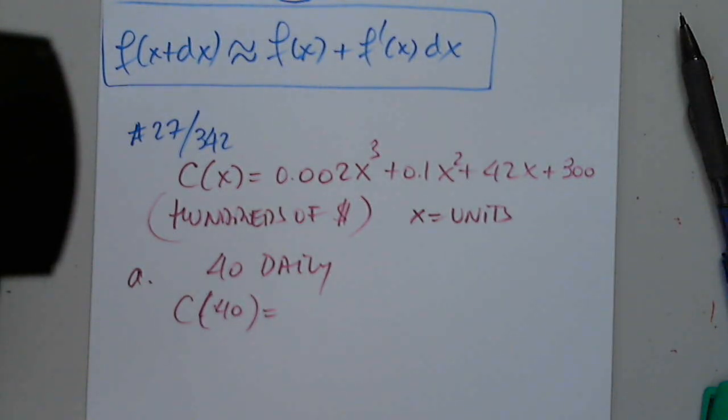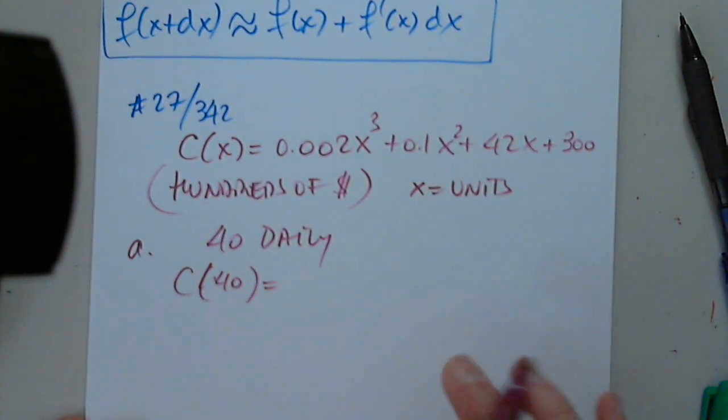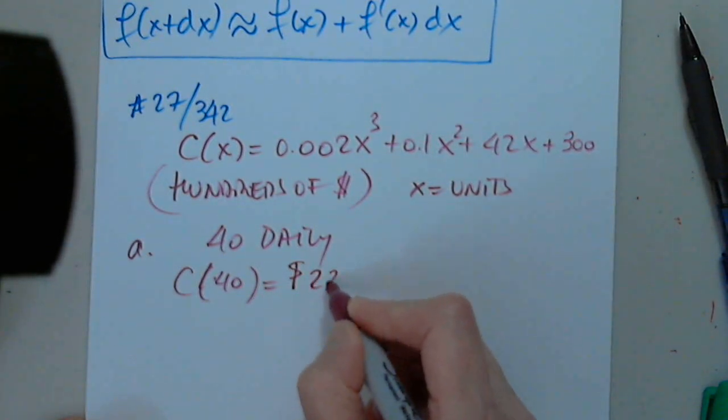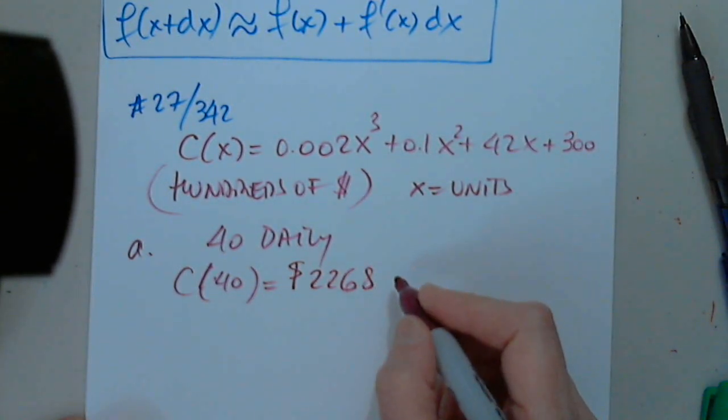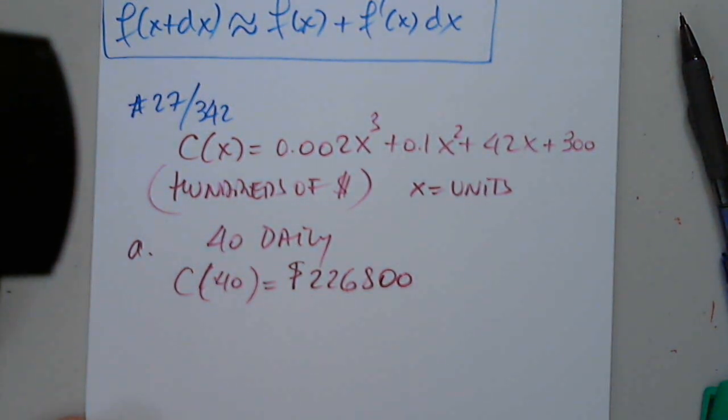Okay, so it's hundreds. So how do I write it? Dollars, 2268, and then how many zeros? 0, 0. Exactly. That's it. Awesome. Back to the problem.